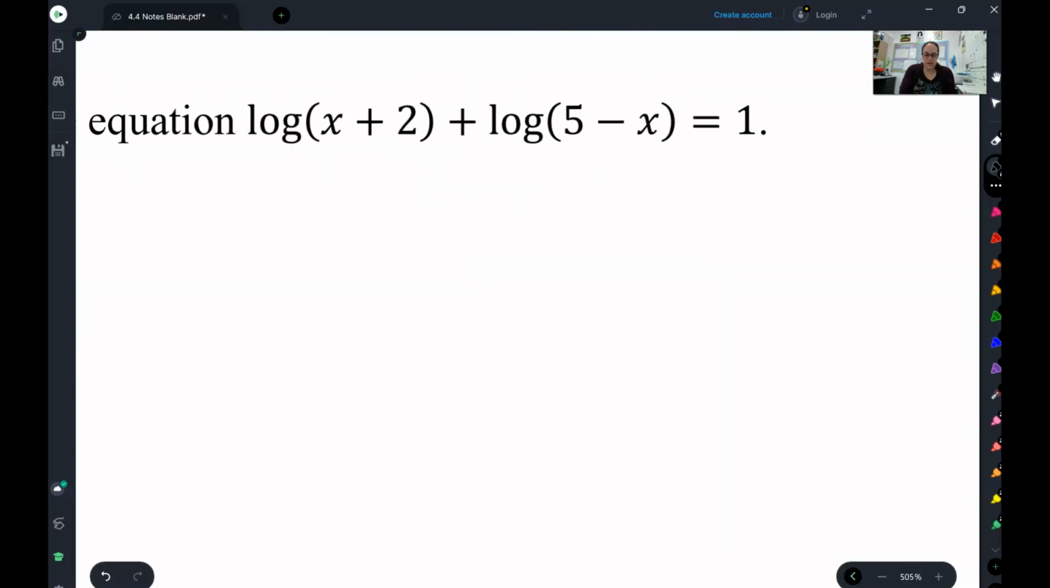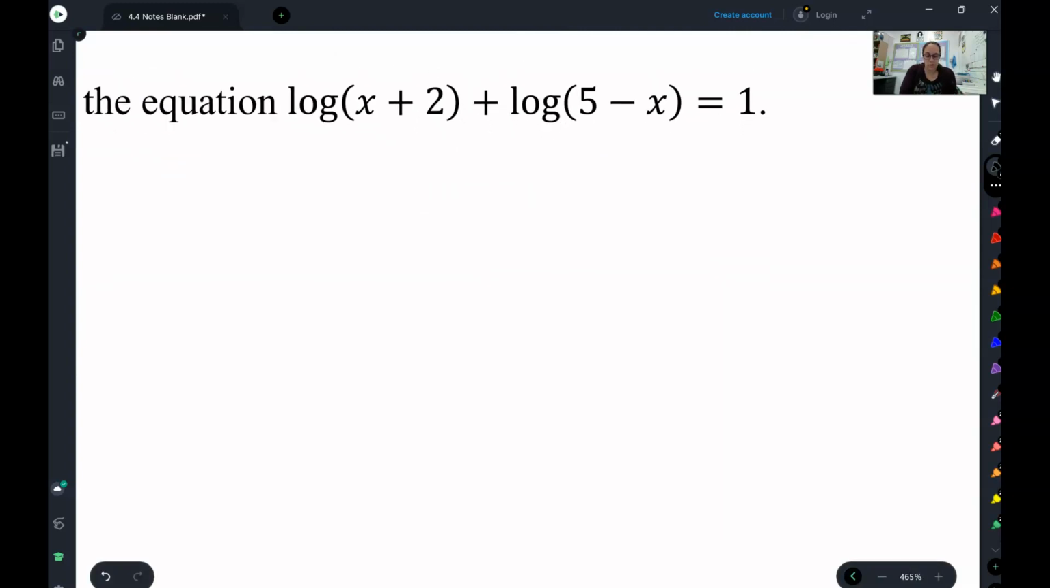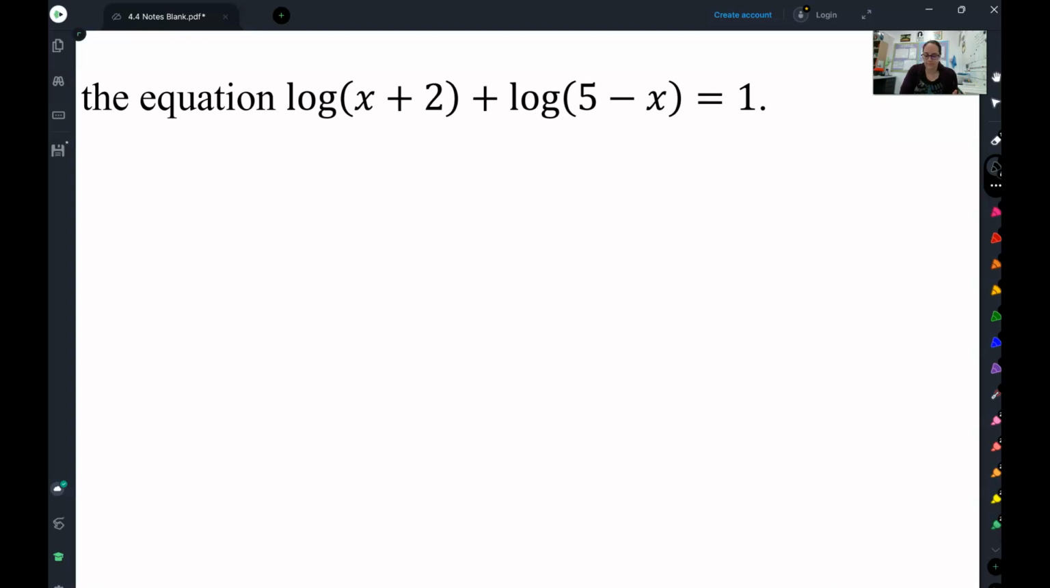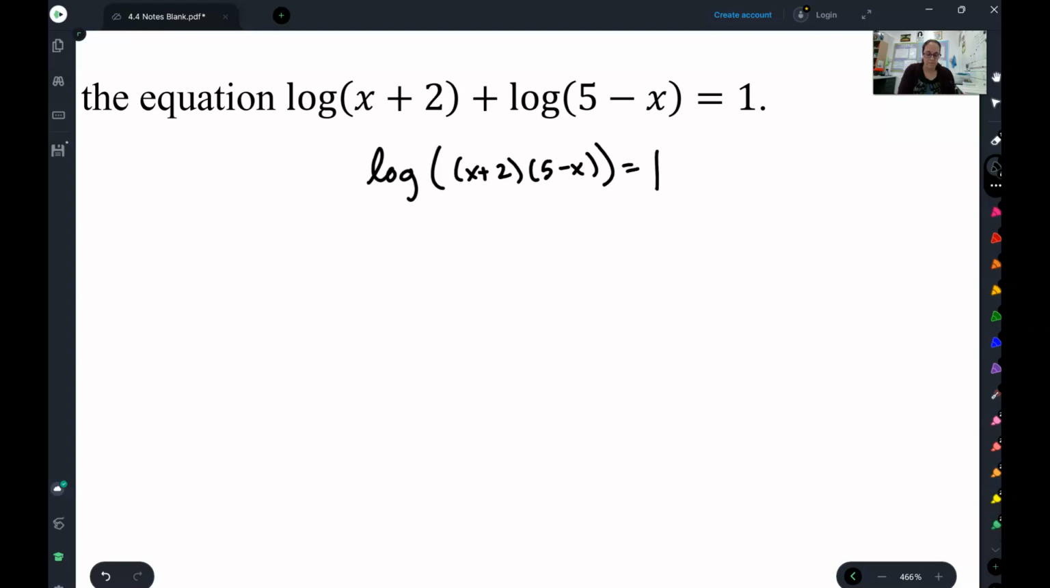So once again, take a few seconds to brainstorm what you could do with this problem, and then we'll do it together. Okay, the first thing I see when I look at this problem is I'm adding some logs here, which means I could change those logs to multiplying if I'm adding them. Now I have a single logarithm here, which means I can change the form.